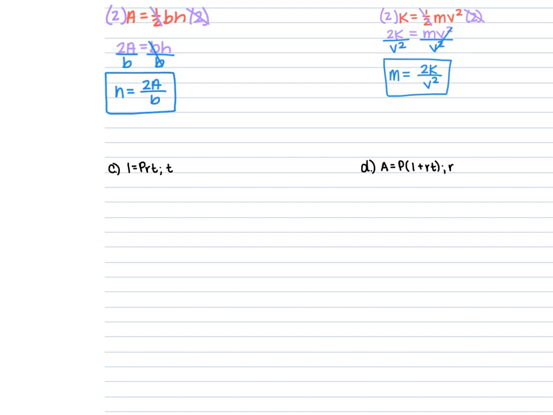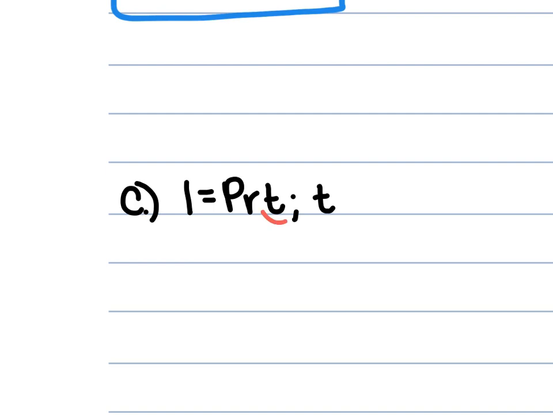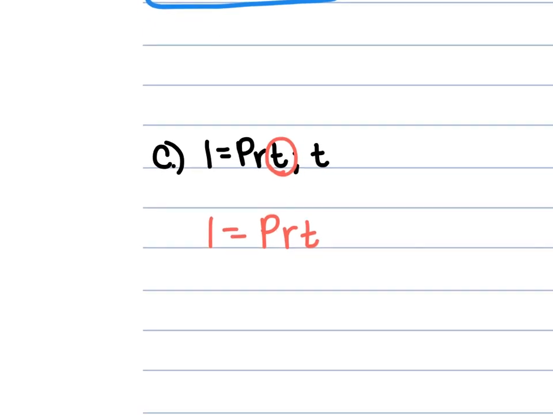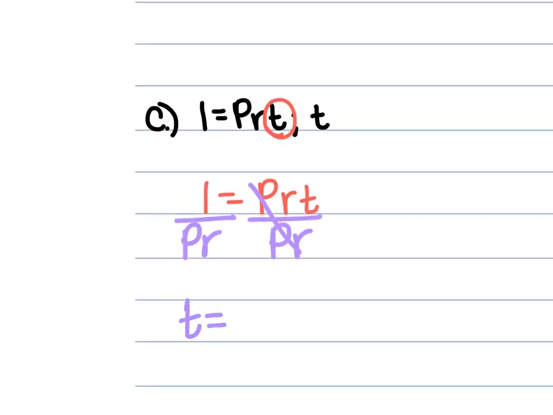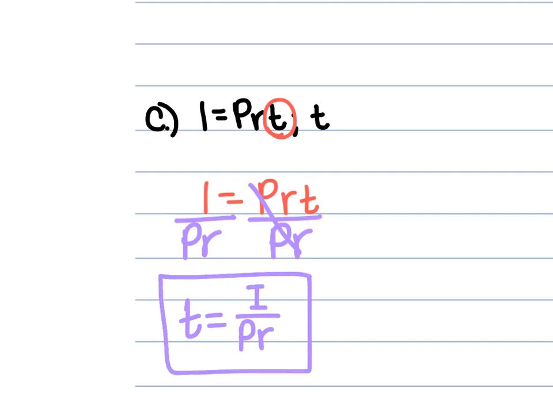For C, I have I is equal to P times R times T. We want to get T by itself. So we're starting with I is equal to P times R times T. I want to get P and R over to the other side. Right now they're being multiplied by this T, so I'm going to divide each side by P times R. These would cancel out on the right side, and I'd be left with T is equal to I over P times R. If you want to put the lines on the I and make it look like an I, you can do that too. It's fine.